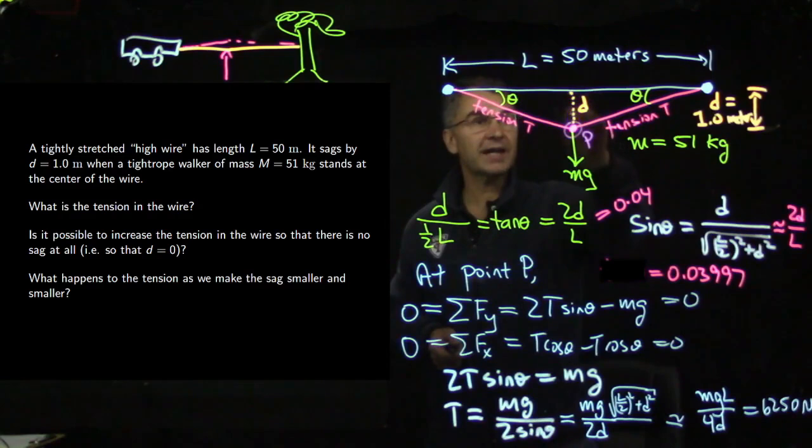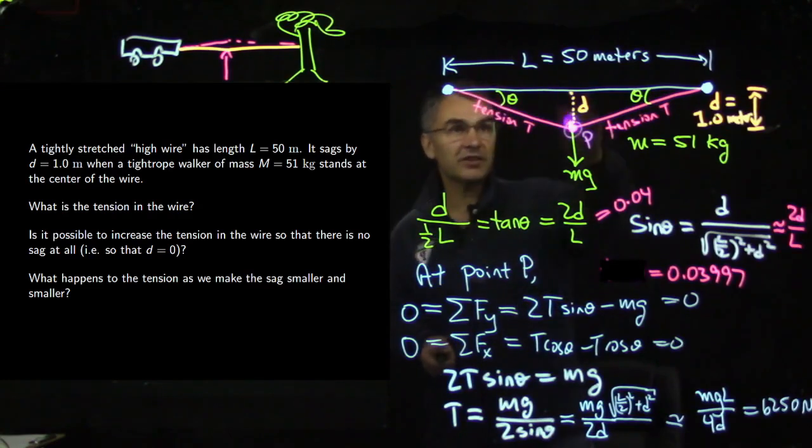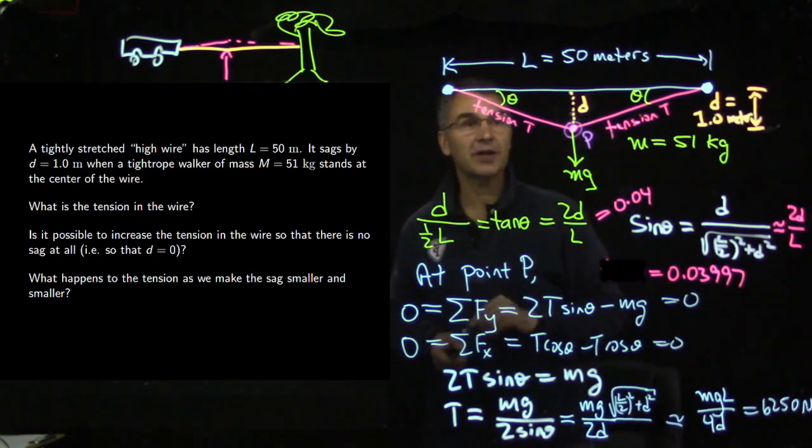So if there were no sag, there would be no vertical component, and you need the vertical component of the tension, or maybe two copies of the vertical component of the tension, to balance the weight. So you see, if it didn't sag, it would have no way to balance the weight. Isn't that interesting? What happens to the tension as we make the sag smaller and smaller?